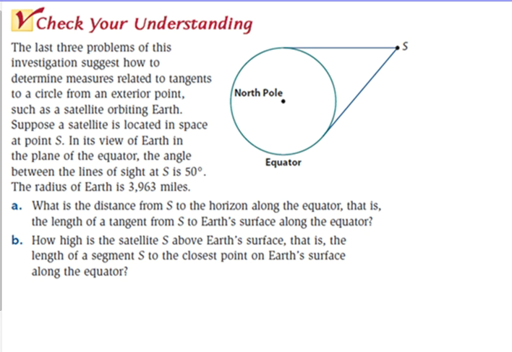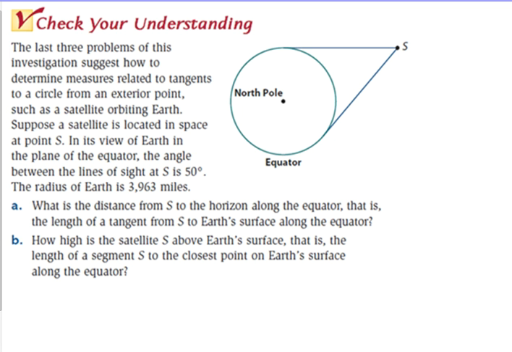Okay, so let's look at this problem right here. Check your understanding. It says, we're going to talk about a satellite that's orbiting the Earth. This picture right here is supposed to represent us looking directly above the Earth, directly down at the North Pole, and the equator would be the furthest point out that we see around the edge of the Earth. Okay, so let's read the rest of the problem.